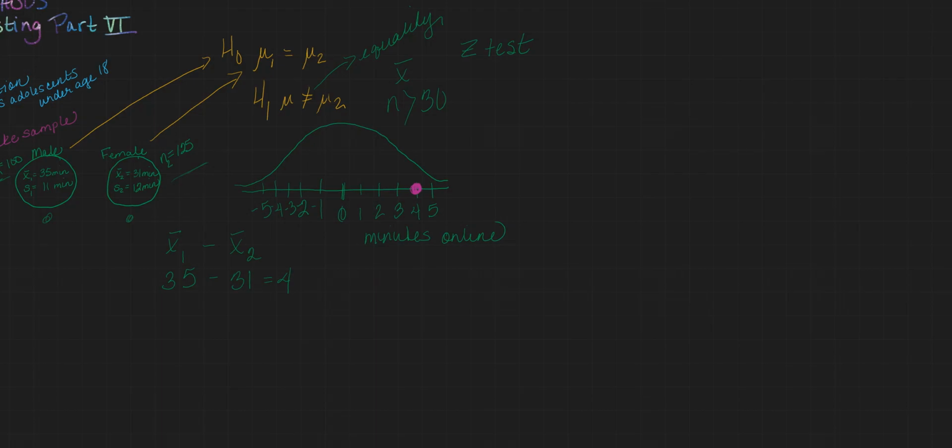Now I know I'm going to do a z-test, and the formula for finding the standardized test statistic, because we need that if we're going to be working with z, is z equals x bar 1 minus x bar 2, minus mu 1 minus mu 2, divided by the standard deviation of x bar 1 minus x bar 2.